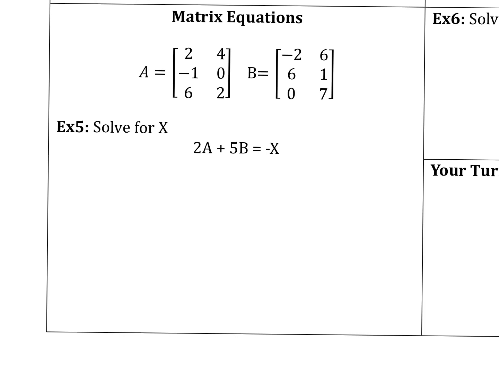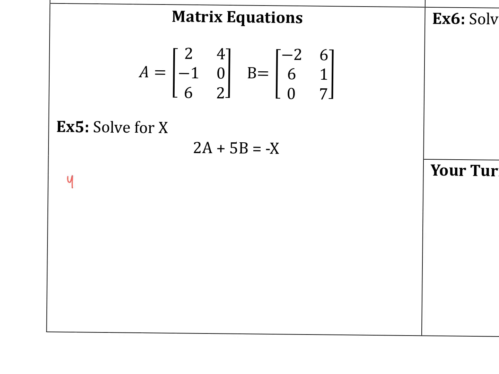We can definitely use matrices to solve for a variable. So let's go ahead and do this first problem: 2a plus 5b equals negative x. First things first, let's find out what 2a is. So we're going to multiply that entire A matrix by 2.